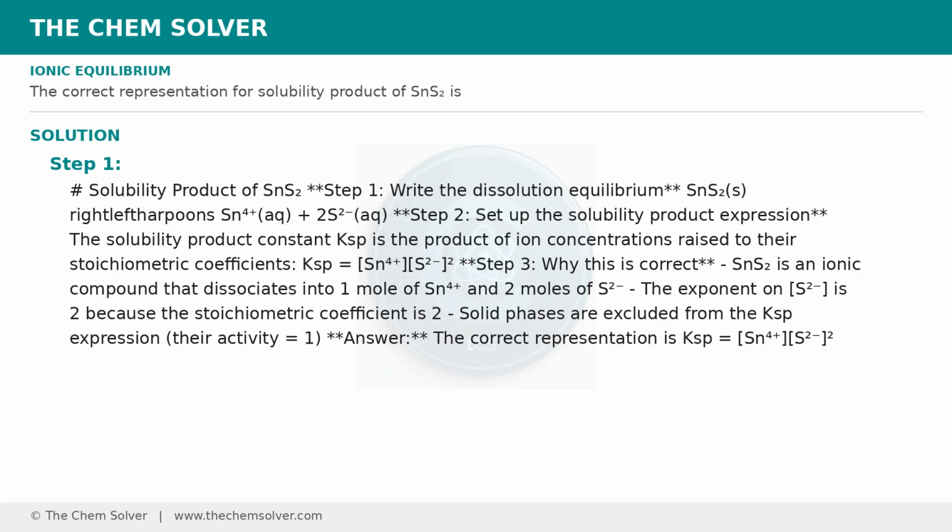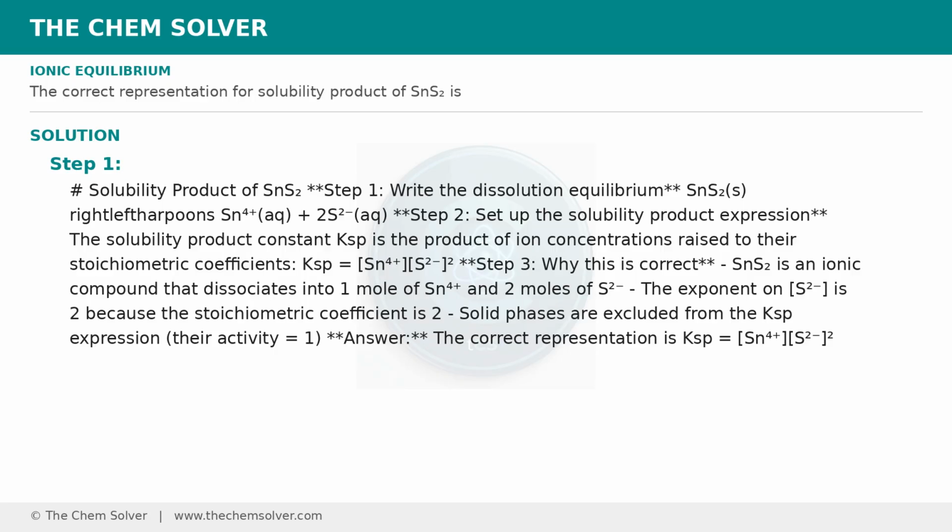The solubility product constant Ksp is the product of ion concentrations raised to their stoichiometric coefficients. Ksp equals [Sn⁴⁺][S²⁻]². Step 3. Why this is correct.